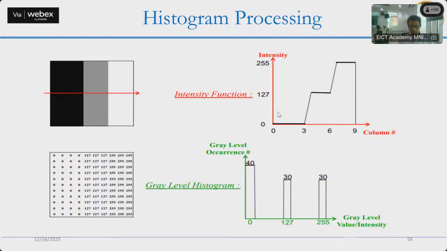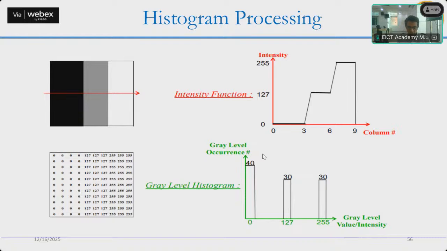So the intensity values are in these regions. For example, there are columns between 0 to 3, 3 to 6, and 6 to 9. Between 0 to 3, it is the 0 value intensity. Between 3 to 6, it is the gray value 127, and between 6 to 9 it is 255. The line in between which joins them is basically the boundary line, right?